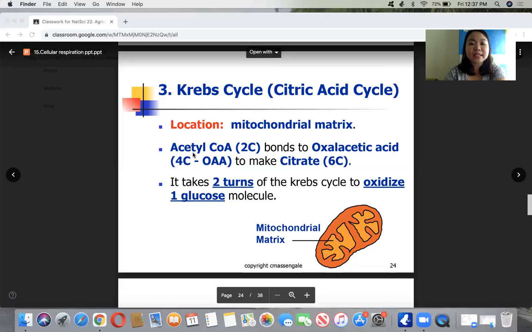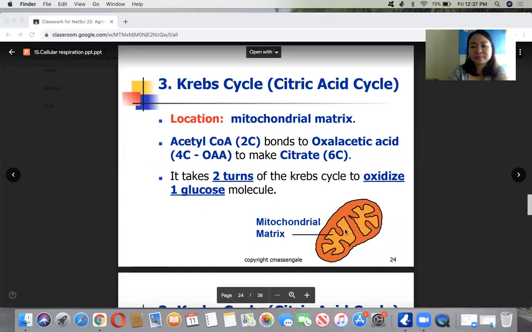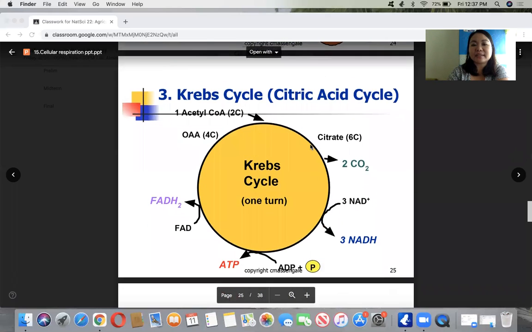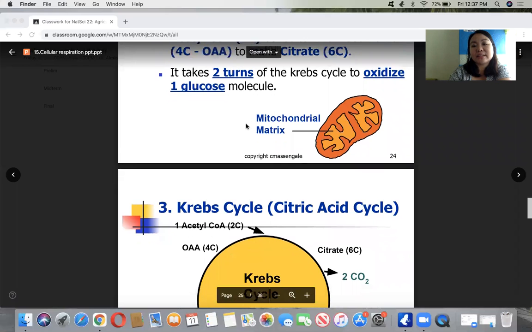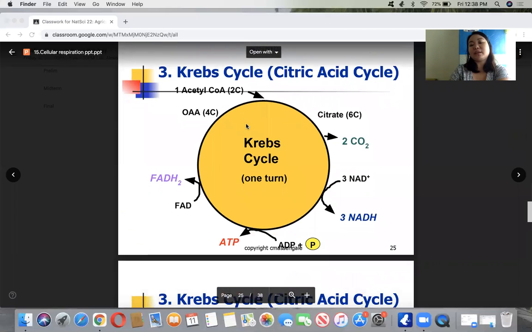So in here, the acetyl coenzyme A, which is a 2-carbon, bonds to oxaloacetic acid, which is a 4-carbon, to make citrate, a 6-carbon. It takes 2 turns of the Krebs cycle to oxidize 1 glucose molecule. So in the Krebs cycle or citric acid cycle, this is for instance 1 turn of the cycle, and take note that it takes 2 turns to oxidize a glucose. So therefore, to process 1 glucose, it needs 2 turns.